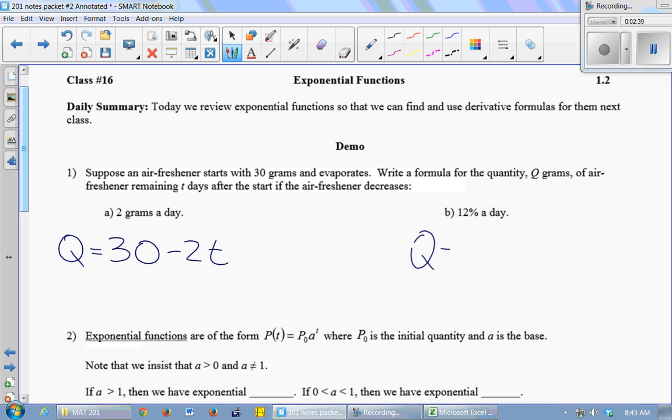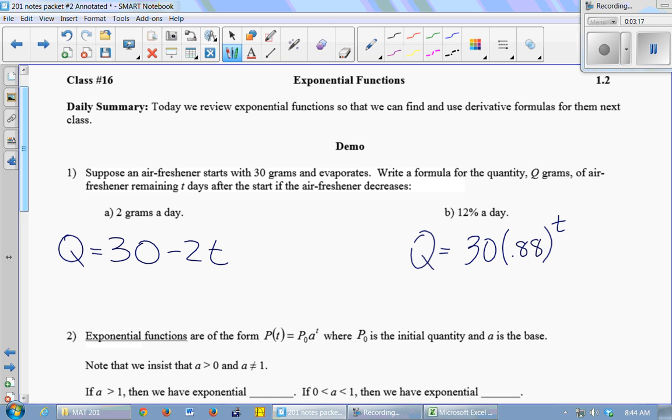So Q equals, how do I, it's not 30, or, yes, so you could either do 30 minus 0.12 times 30, T, right? But if you're subtracting 12%, that means you are keeping 88%. So I have 30, and I'm going to multiply that 30 by 0.88 each day. So how do I denote repeated multiplication to the t power? I multiply by 0.88 each day.